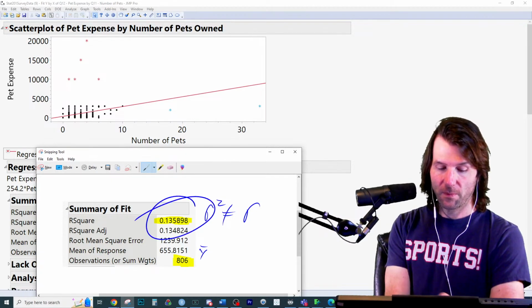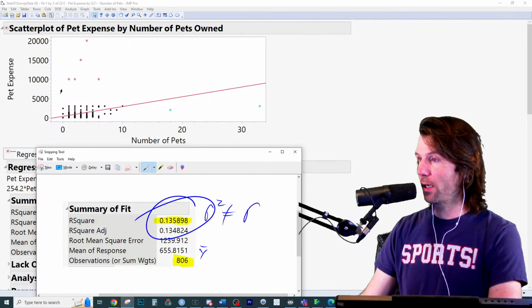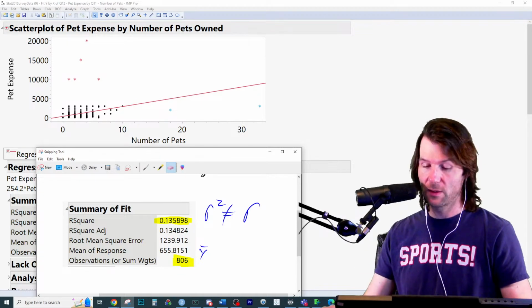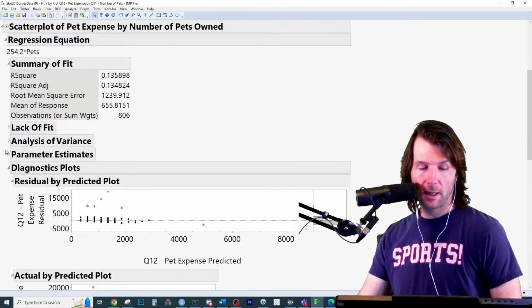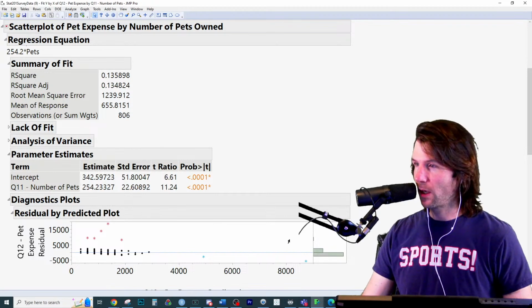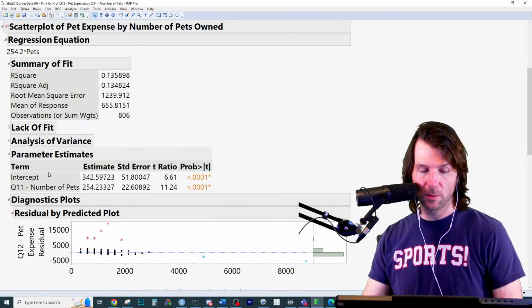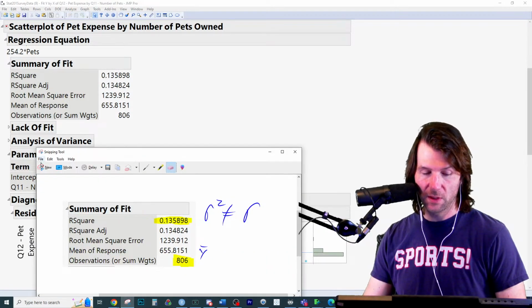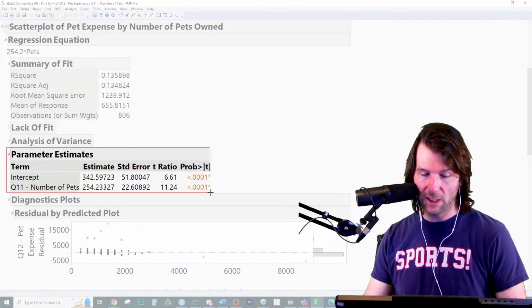Blank percent of the variation in y is explained by the variation in x. And don't use R squared adjusted. That's a different concept for 320. It's R squared adjusted for the multiple world. The last thing I would say to take before we get the residual plot down here is the parameter estimates. The parameter estimates are very important, especially to know for the test.